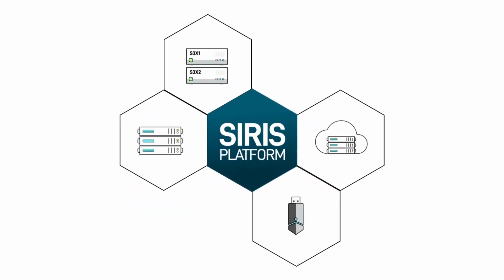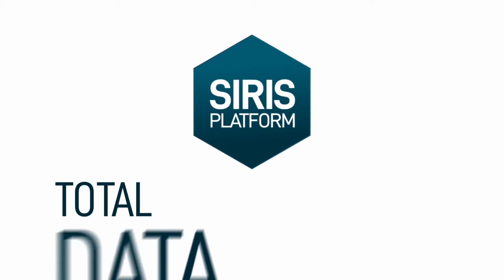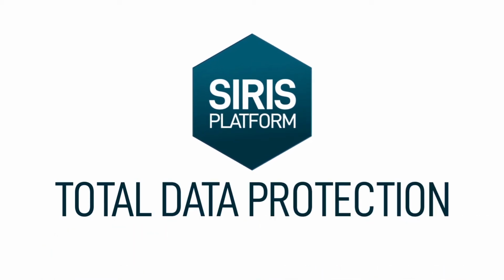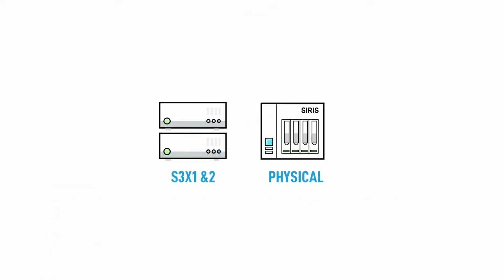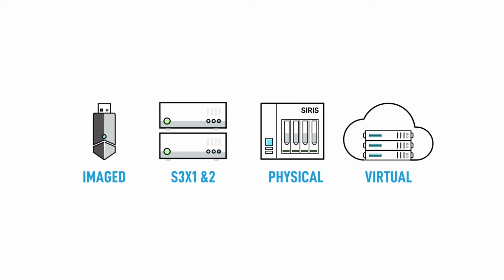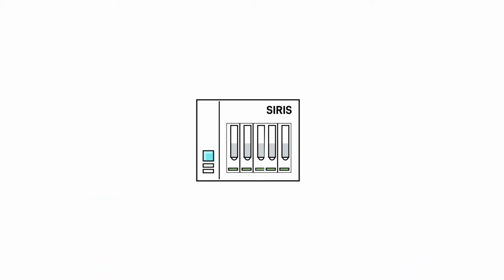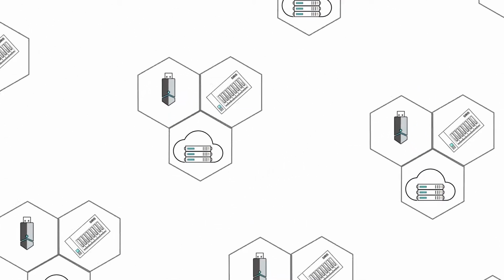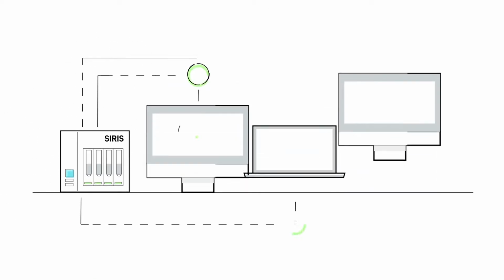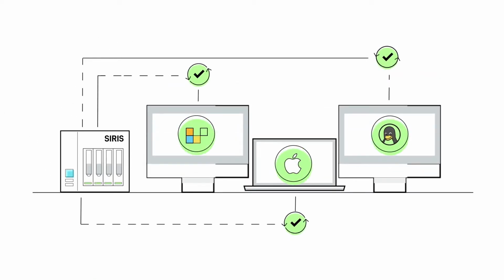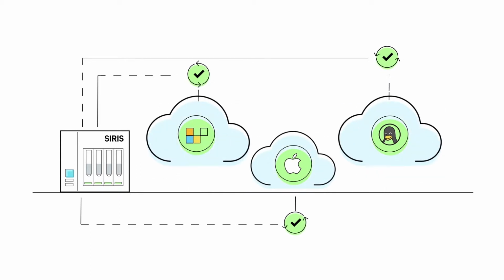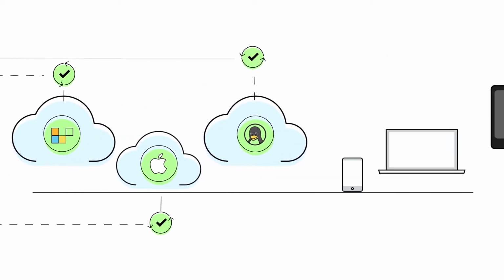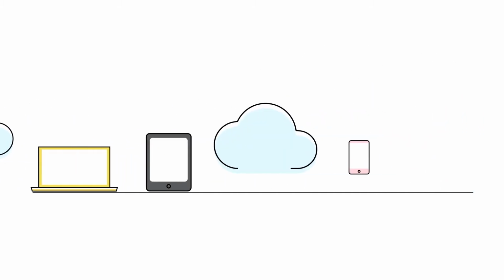Introducing Datto Siris, the first fully featured total data protection platform in one integrated solution. Choosing from a family of physical, virtual, and software appliances, as well as a variety of storage options, you can craft a unique data protection solution tailored to your business. Siris supports a wide array of operating systems, including Windows, Mac, and Linux, and protects and restores to both physical machines and virtual environments, giving you the option to restore no matter where your business data lives.